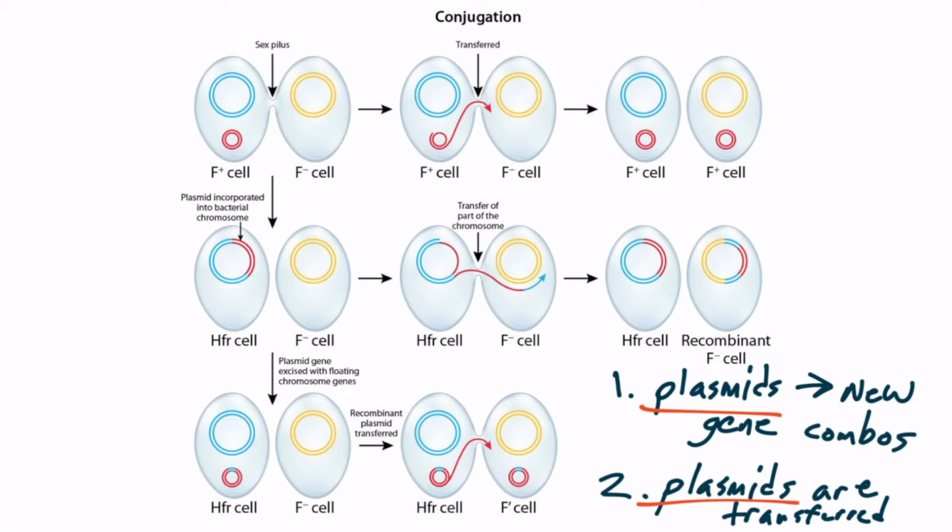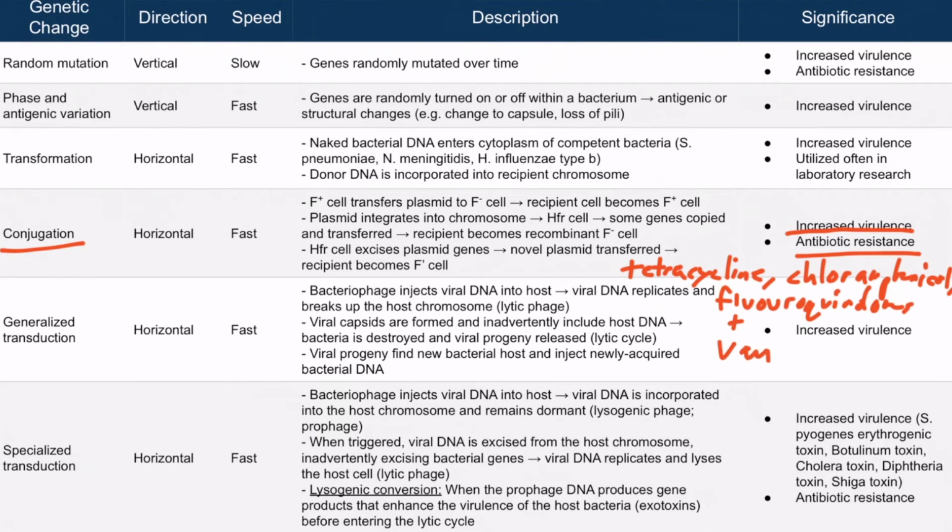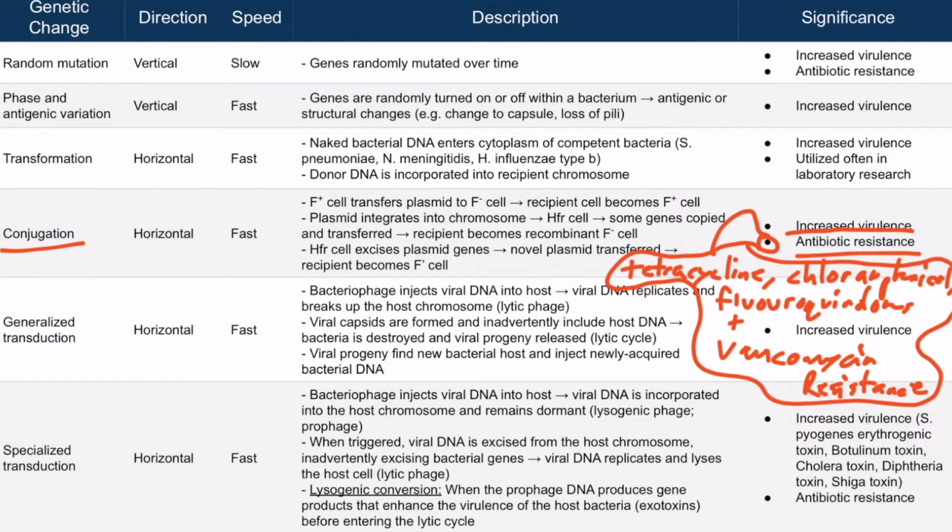Conjugation, plasmids. So now let's come back to the table, and let me ask you this. Why would conjugation and the plasmids be significant? Well, it's because they can increase virulence, and they can even provide antibiotic resistance. For example, genes giving resistance to tetracyclines, chloramphenicol, fluoroquinolones, and vancomycin are encoded in plasmids. So bacteria can conjugate and quickly transfer horizontally these antibiotic resistance genes.